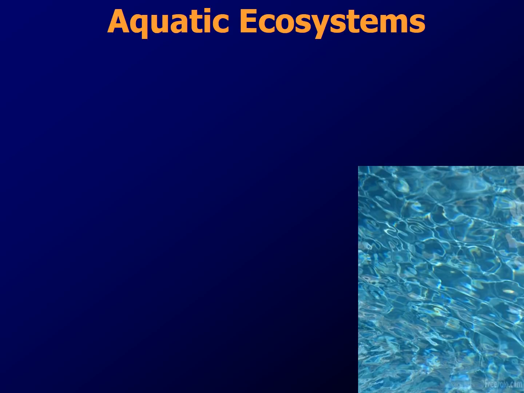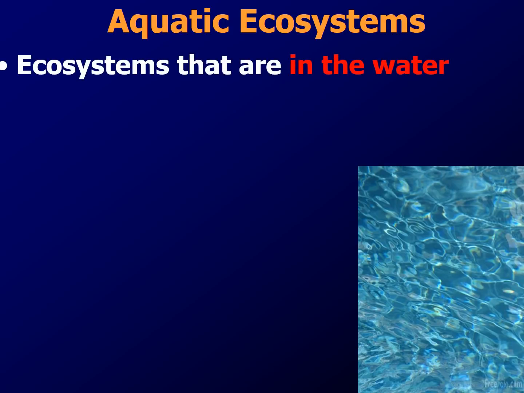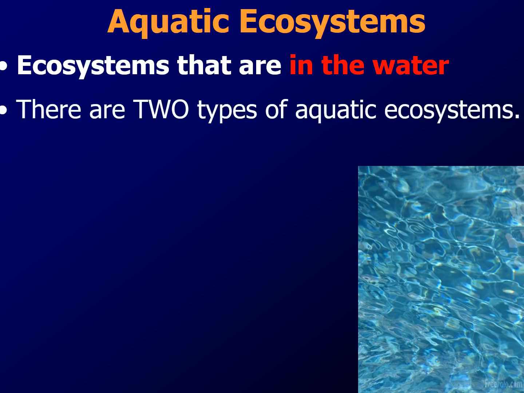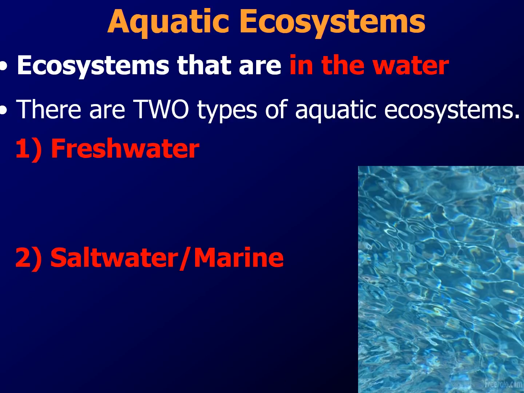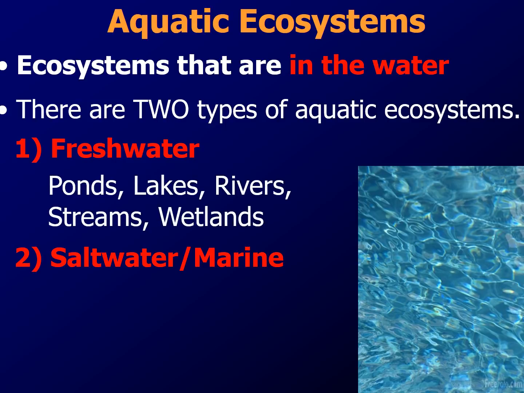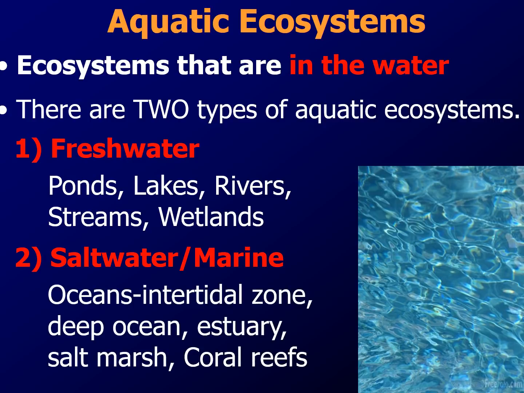Aquatic ecosystems are those ecosystems that exist in water. There are two types of aquatic ecosystems, freshwater and saltwater or marine. Freshwater ecosystems are your ponds, lakes, rivers, streams, wetlands. Saltwater ecosystems are your oceans, which includes your intertidal zone, deep ocean, estuaries, salt marsh, coral reef, and so forth.